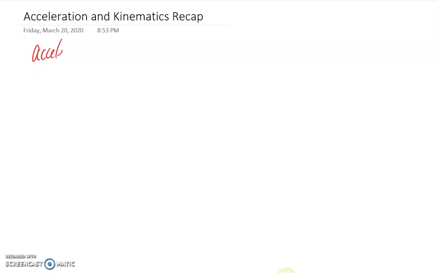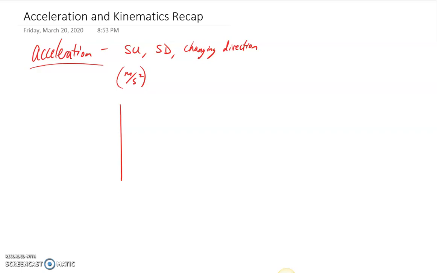Remember, acceleration, we've defined it as either speeding up, slowing down, or changing direction. We have units for acceleration that are meters over seconds squared. On our velocity time graphs, a line segment you make, the slope of that segment is the acceleration. So if it's sloping upward, you've got positive acceleration. If this line becomes flat, you have zero acceleration. And if it's sloping downward, you have negative acceleration.